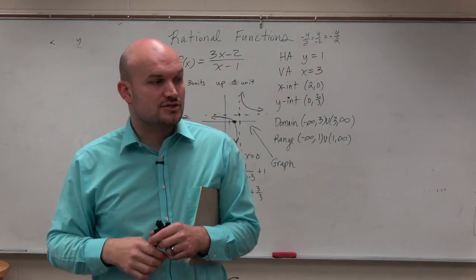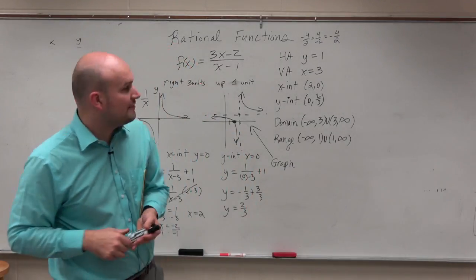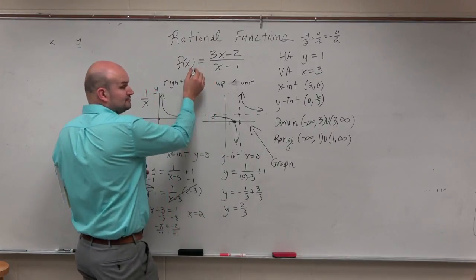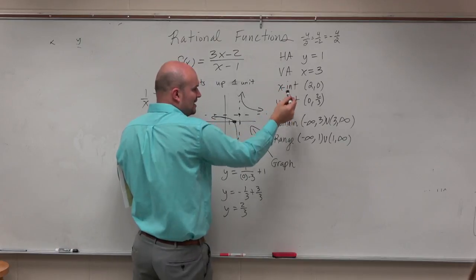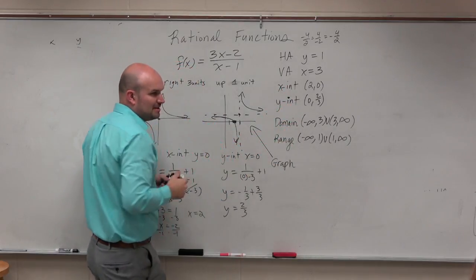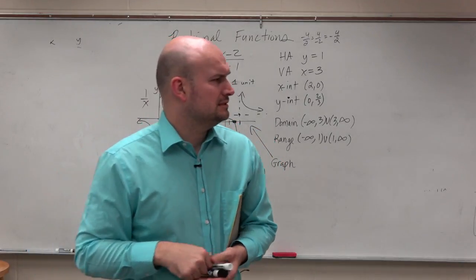All right, so I'll leave it up there while some people write it down. As you're finishing, for those of you that already have it written down, new function, same questions: horizontal asymptote, vertical asymptotes, x-intercept, y-intercept, domain, range, and then maybe see if we can sketch a graph. I don't know. Is it possible to sketch a graph on that?